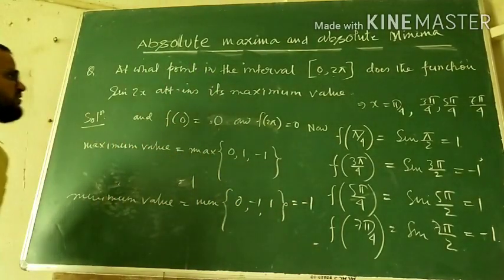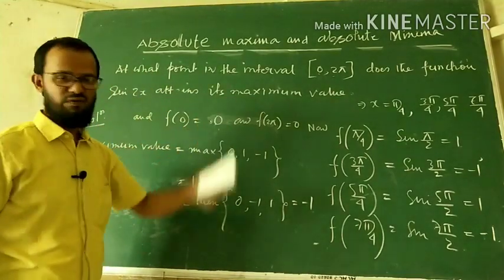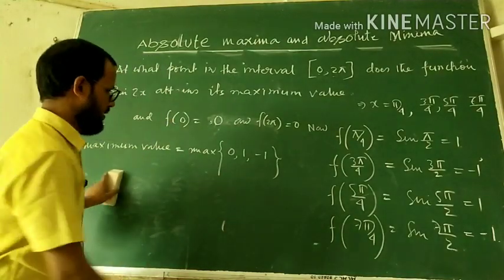So result is equal to minus 1. So in your question what is given? You have to find the maximum value. So this part is not required. Okay.